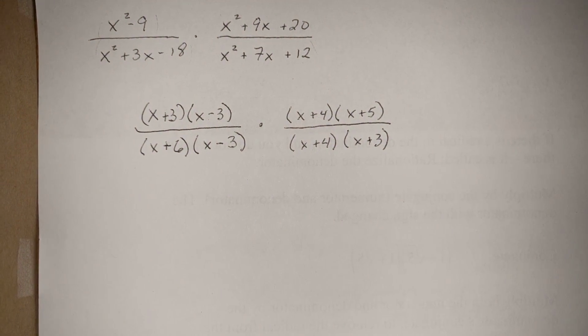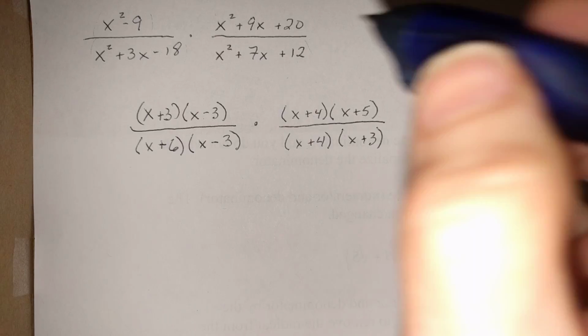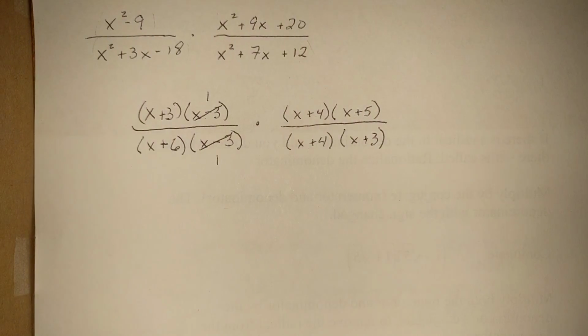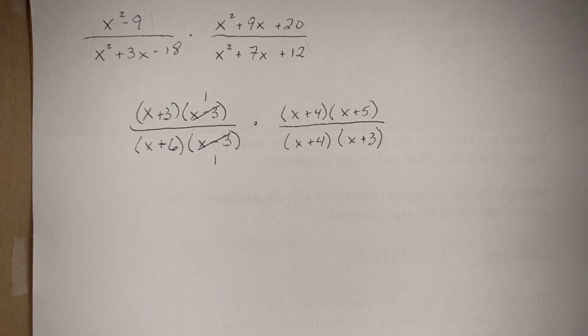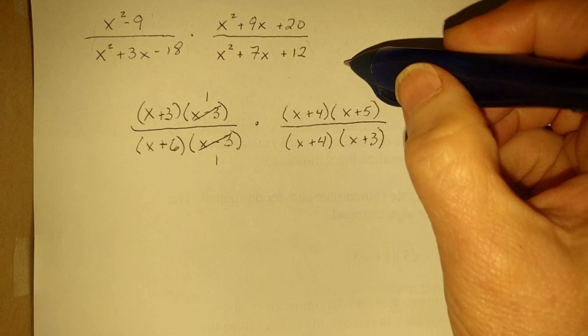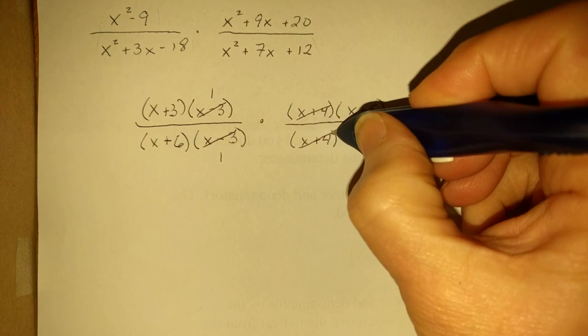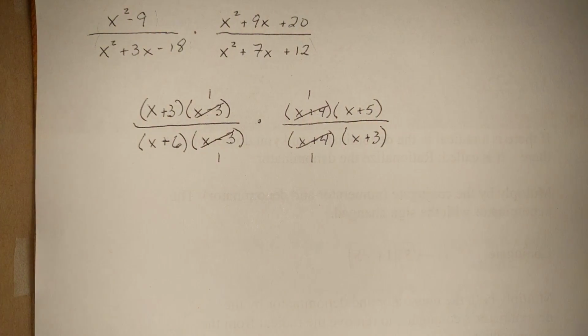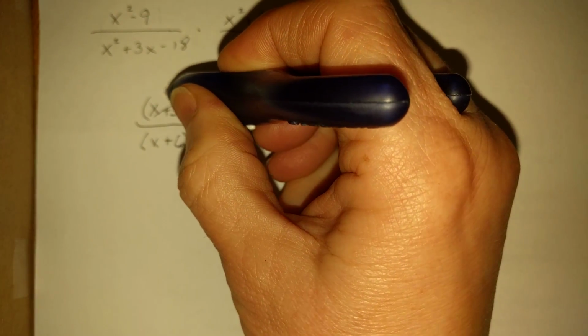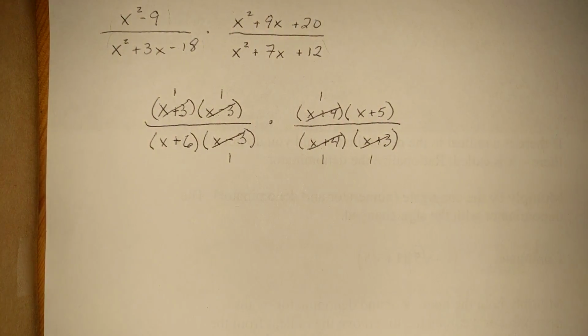All right, now I'm ready to simplify. And right here, I see I can divide out the x minus 3 from numerator and denominator there. Remember, when you divide out, you're left with a 1. And I'm going to factor out my x plus 4s here. And then, as long as it's in the numerator, I can cancel it out with something in the denominator, so I can cancel out this x plus 3 with this x plus 3.